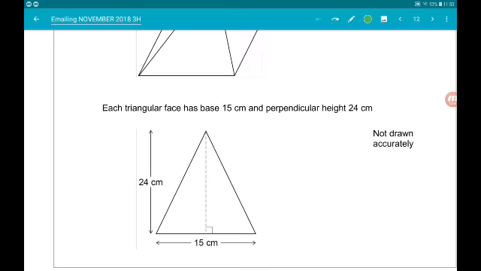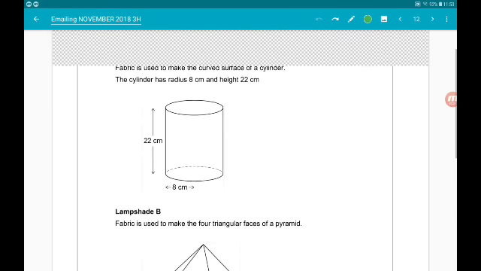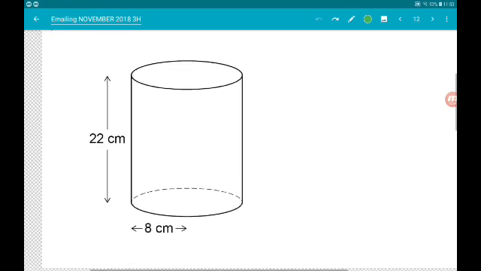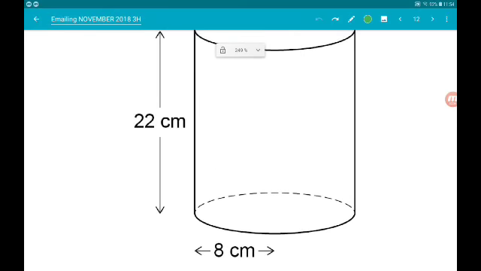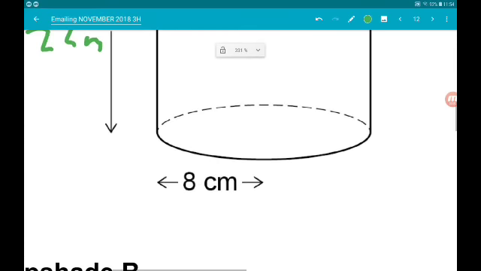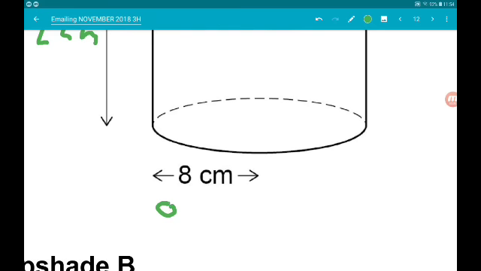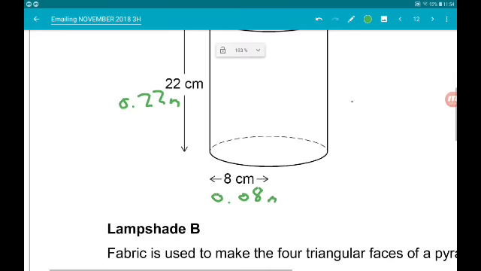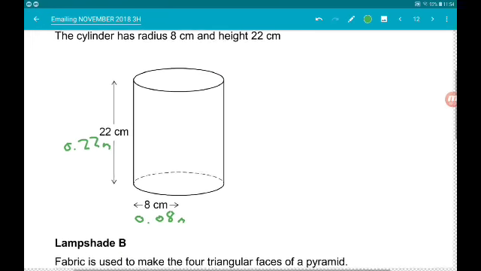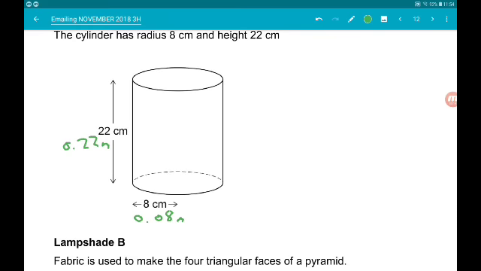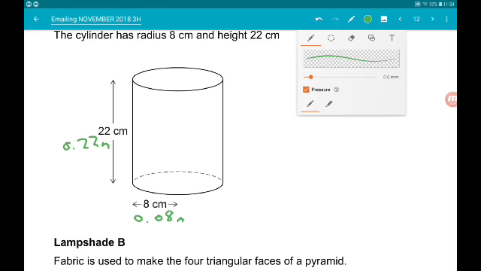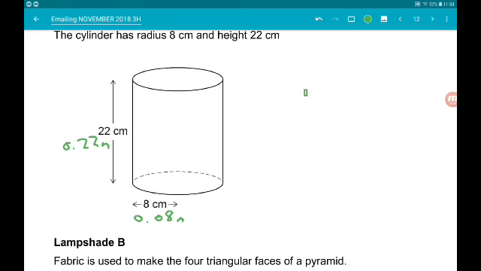So let's do lampshade A first of all. So 22 centimetres is 0.22 metres, and 8 centimetres is 0.08 metres. Now, what's going to happen is this curved surface, imagine we cut it straight down, it unfurls into a rectangle. So, if I attempt to draw a rectangle, it won't go very well, so let's do that.